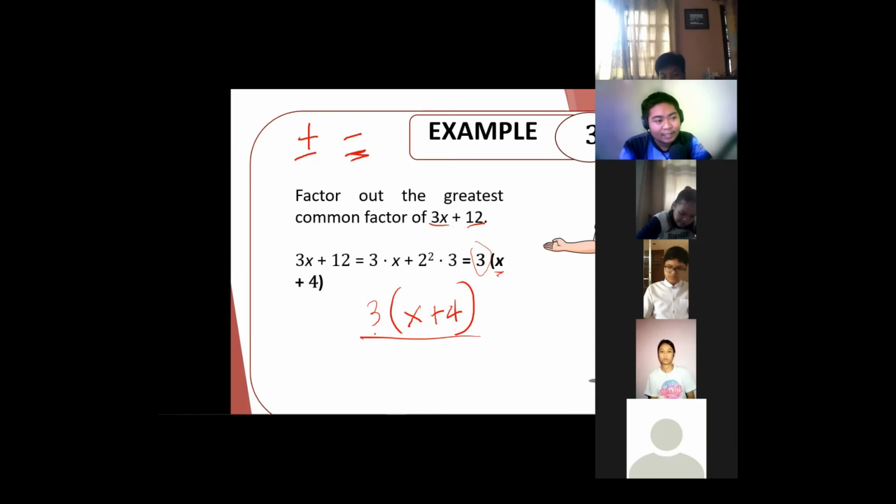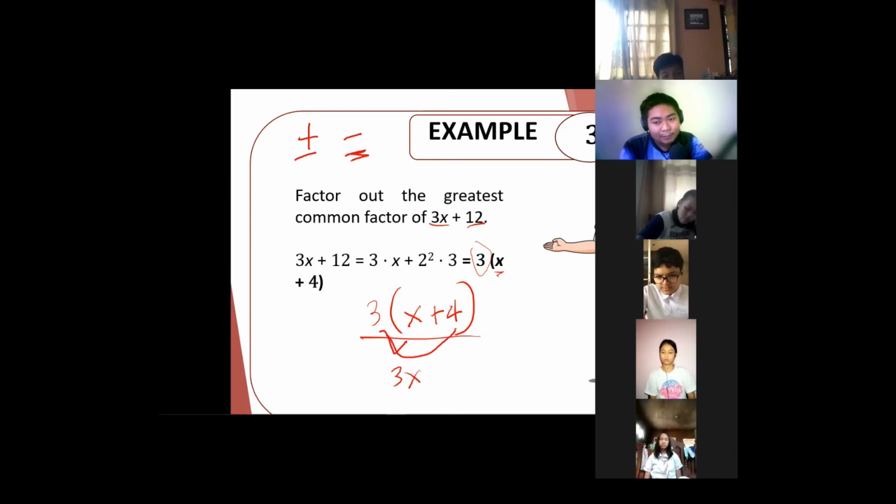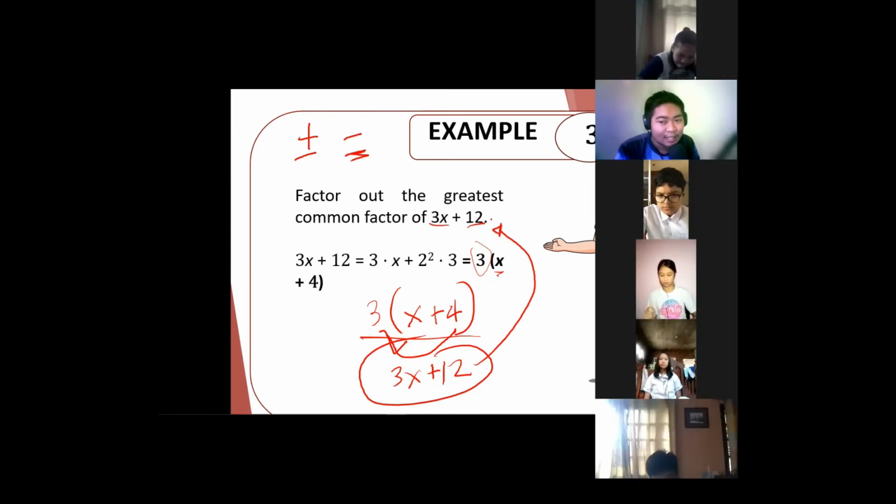So here it is. Let's try to check it. 3 times x would be 3x. Right? 3 times 4 would be positive 12. So when you go back using the distributive property to our original expression, your answer 3 times x plus 4 is correct.